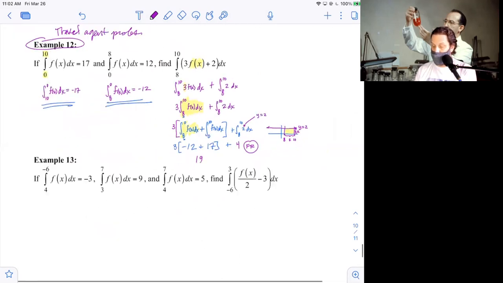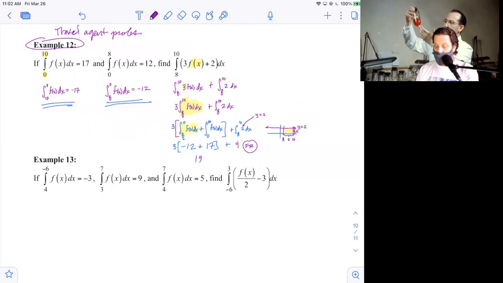Okay, you want to try one on your own? I think you do. Try example 13 on your own, okay? On your mark, I'm going to pause the recorder, go.